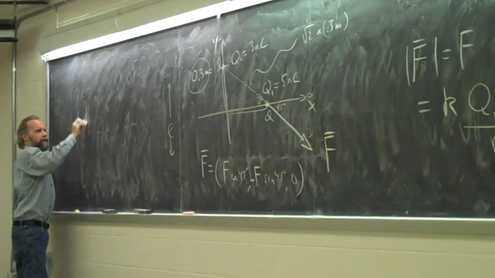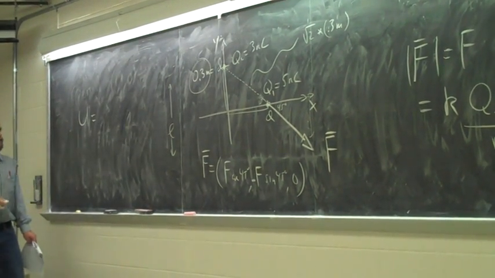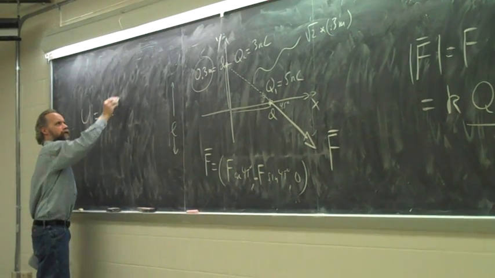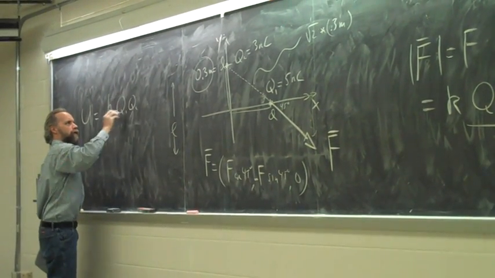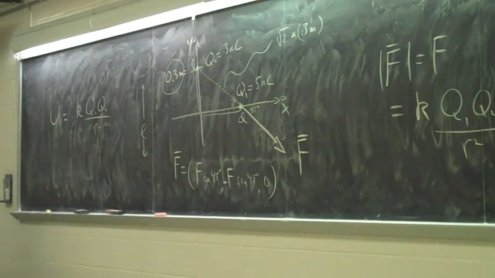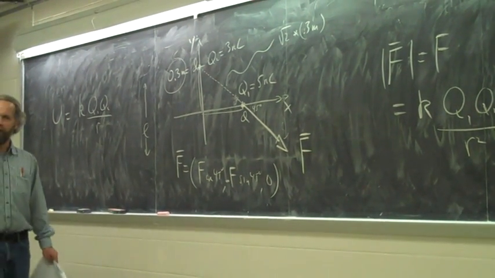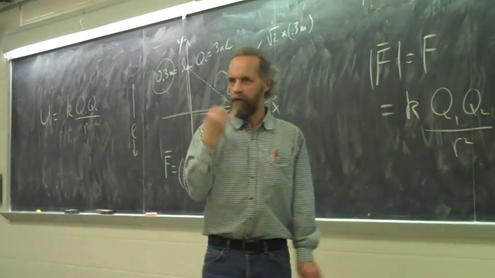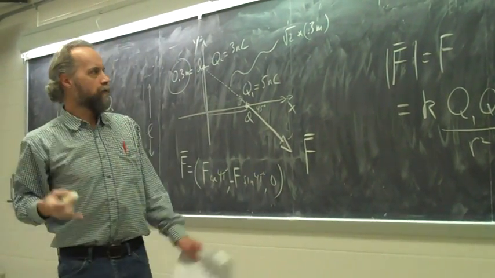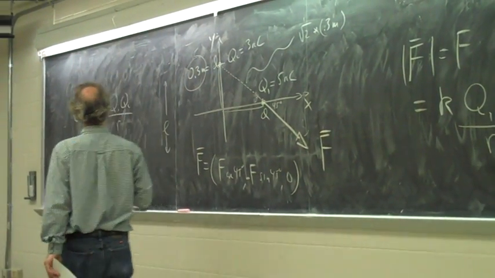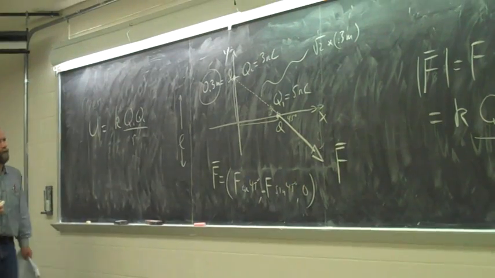For that case, we came to a familiar-looking but easily confused result, which was that the potential energy for two charges was k Q1 Q2 over R, where R is a distance. The part that gets confused is very similar to the force formula, except that has an R squared. Of course, that was the magnitude of the force.